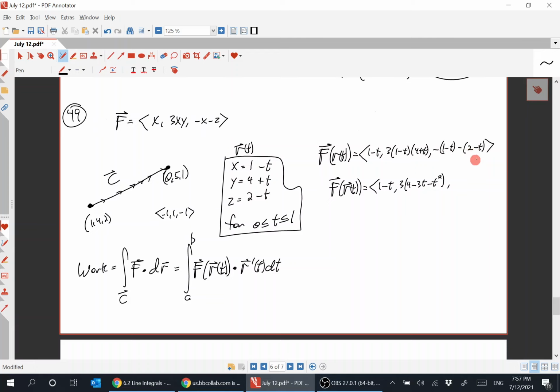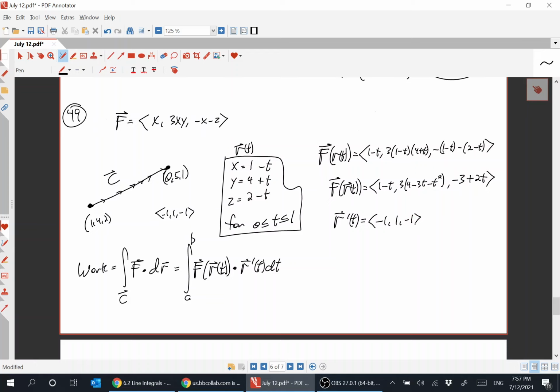Oh, no, they don't cancel, sorry. Minus 1 minus 2 is minus 3. And then I have plus t plus 2t. Okay, so that's f of r of t. And then r prime of t is equal to, well, when it's a line segment, it's just that slope vector: minus 1, 1, minus 1.